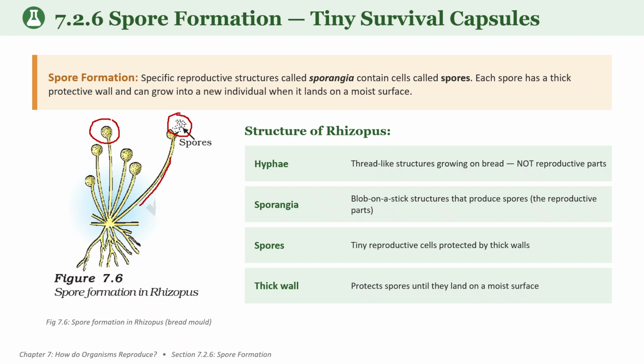What is the advantage of these spores, children? See, they are produced in very large numbers and easily dispersed by wind. They survive unfavorable conditions and also help rapid multiplication.